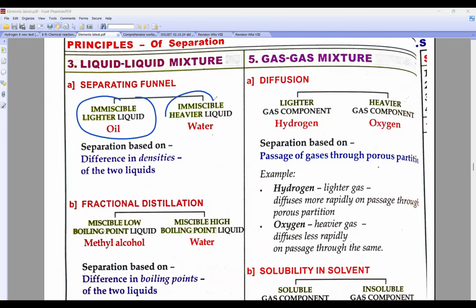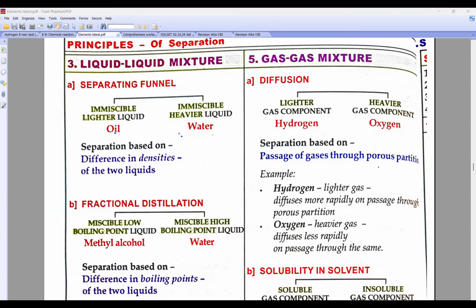For liquids we do not use the words soluble and insoluble; we use miscible and immiscible. So suppose both liquids are immiscible, like oil and water. Solid-liquid was a different thing. Here, for liquids, we don't use the word insoluble. If it is soluble, we use miscible. If it is insoluble, we use immiscible.